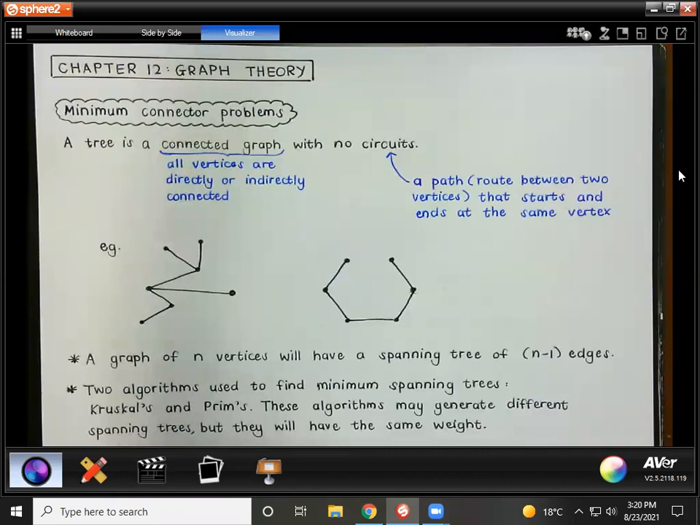Okay, guys, so there's a tree. I've just written down the definition of a tree because we're going to be working with it. It's a connected graph with no circuits.